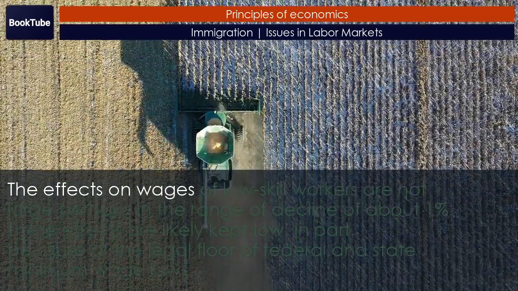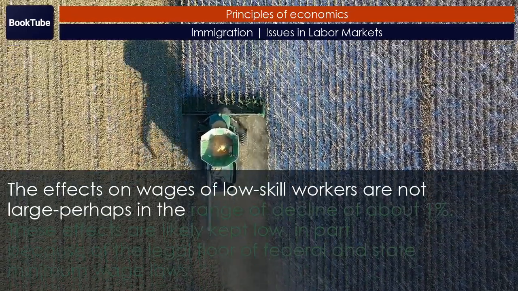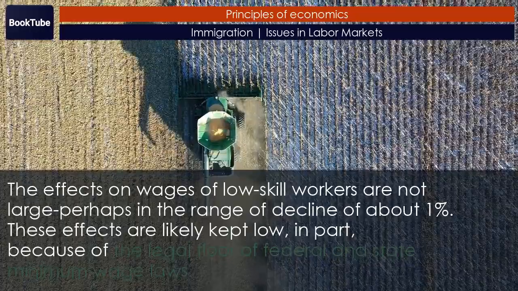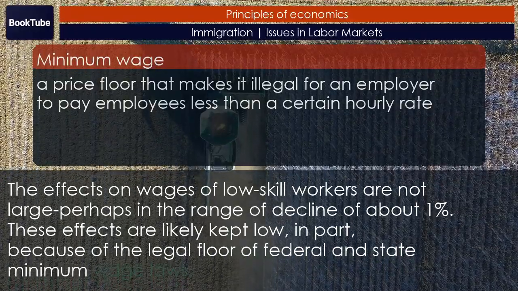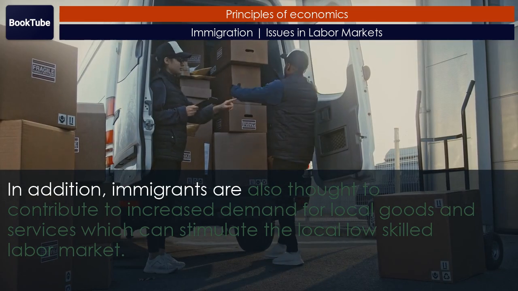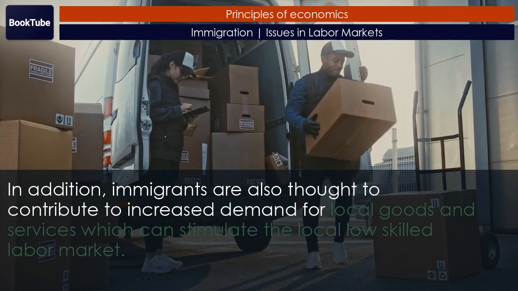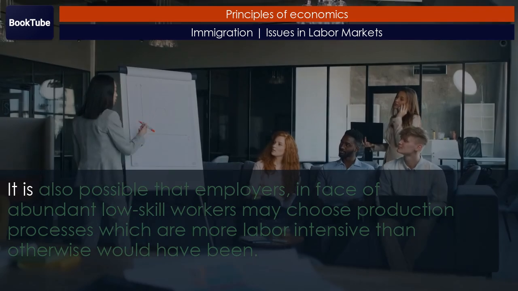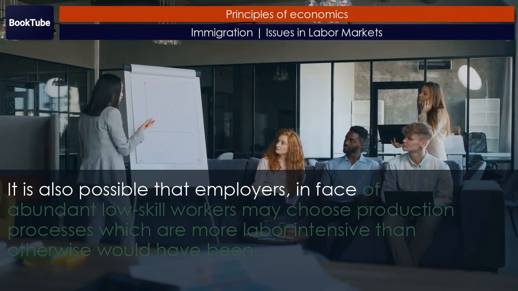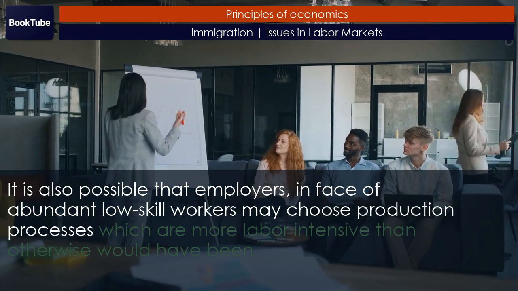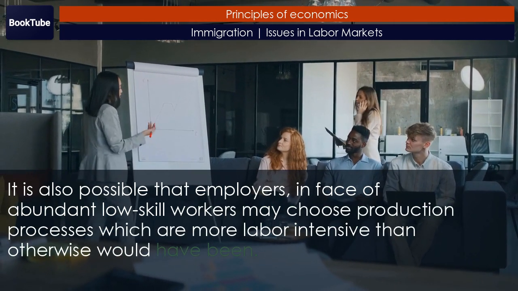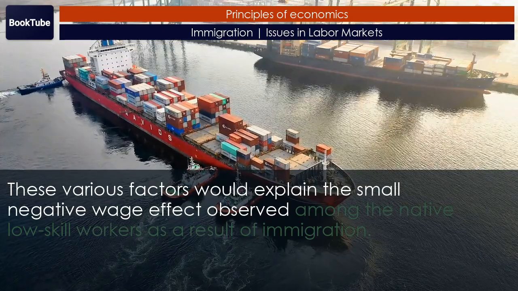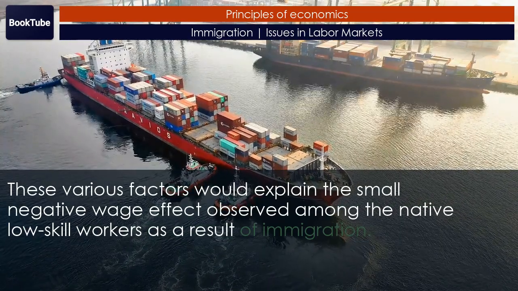The effects on wages of low-skill workers are not large, perhaps in the range of a decline of about 1%. These effects are likely kept low, in part, because of the legal floor of federal and state minimum wage laws. In addition, immigrants are also thought to contribute to increased demand for local goods and services, which can stimulate the local low-skilled labor market. It is also possible that employers, in face of abundant low-skill workers, may choose production processes which are more labor-intensive than otherwise would have been. These various factors would explain the small negative wage effect observed among the native low-skill workers as a result of immigration.